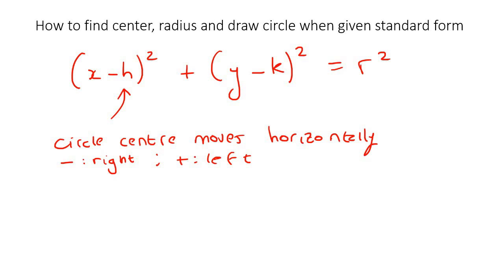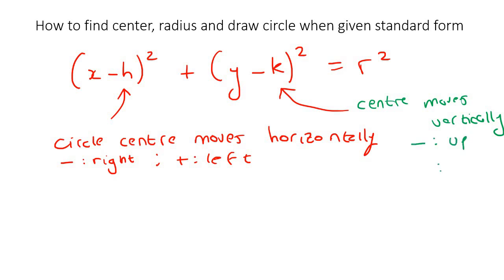For this part over here, I'll do that in a different color. That tells you if your circle center moves vertically. And because it's in a bracket, once again, it's the opposite. So negative would mean up, plus would mean down. And then the last thing is that this r stands for the radius.